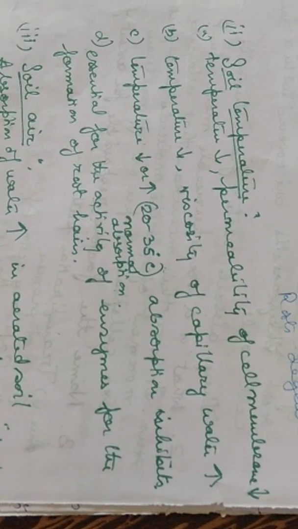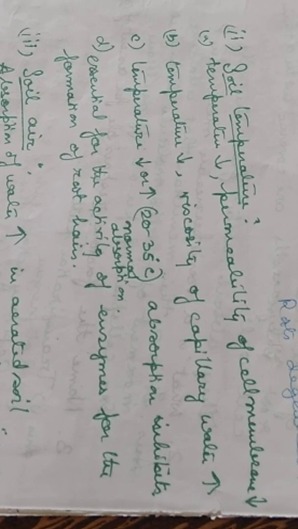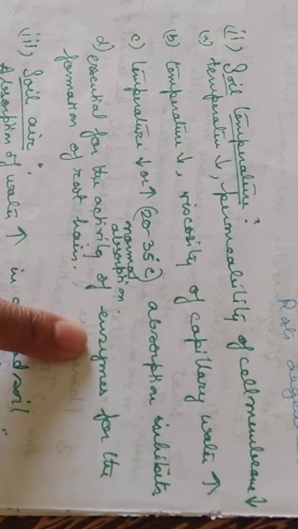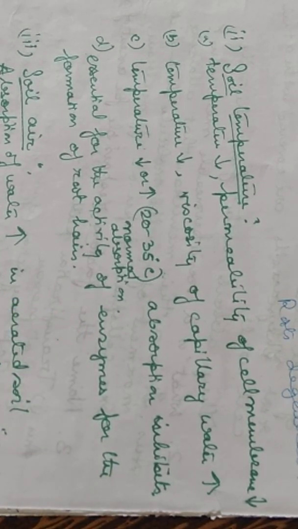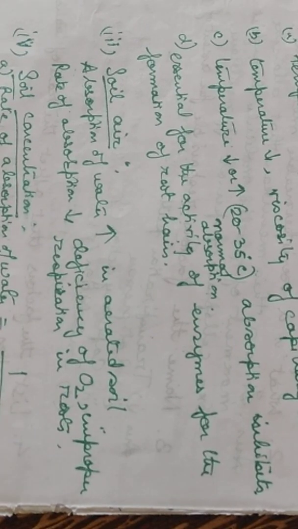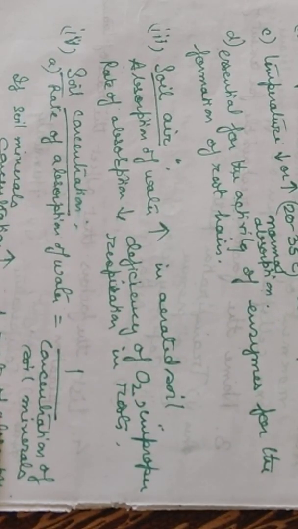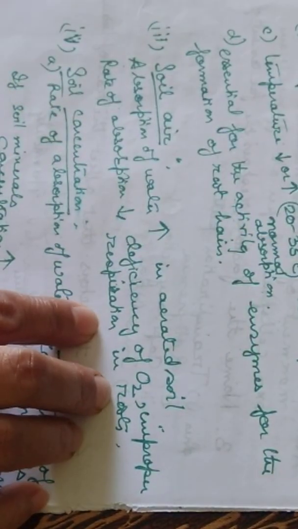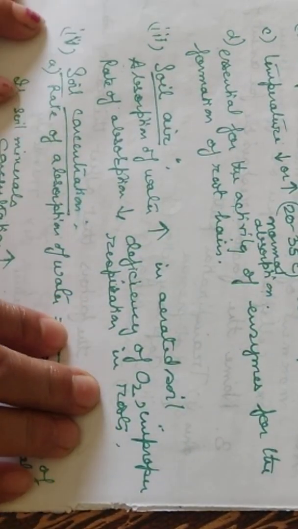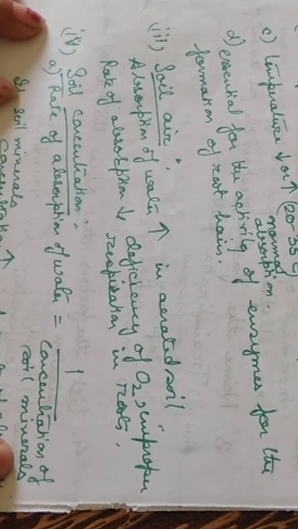Soil temperature is also essential for the activity of the enzymes and for the formation of the root hairs. Then soil air. Absorption of water is more in aerated soil. The rate of absorption is less due to deficiency of oxygen and improper respiration in the roots. I told you when there is waterlogging, soil air is less, so at that time the rate of absorption is less.